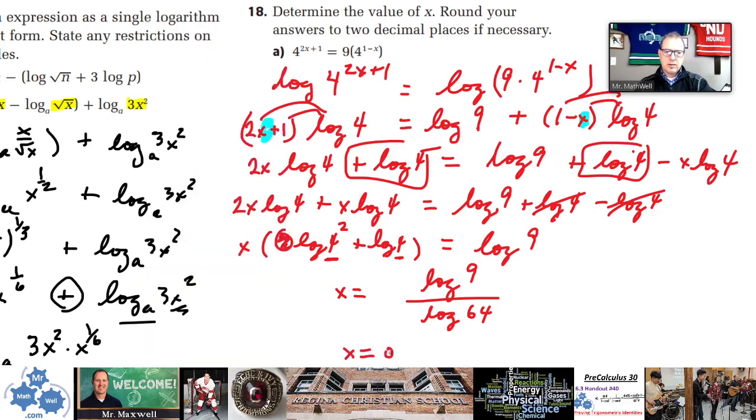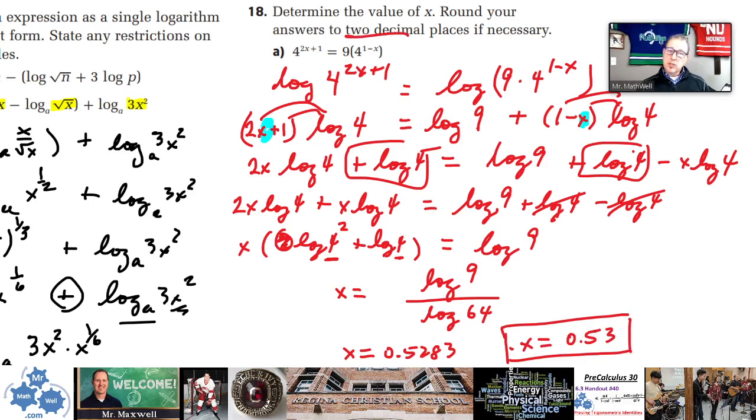So let's see, 0.5283. So let's just review our work here and see if that looks good. Okay, I think we've done everything correctly. To 2 decimal places, the answer, so x actually would equal 0.53. That should be our solution.